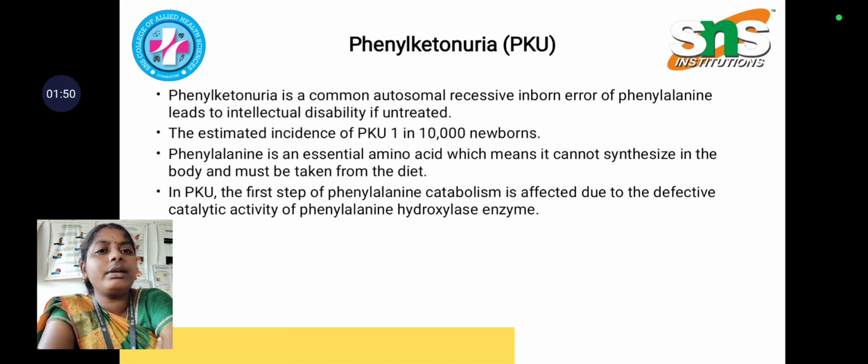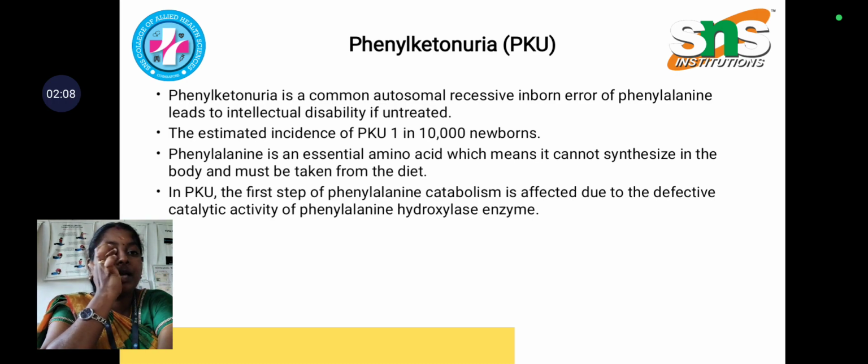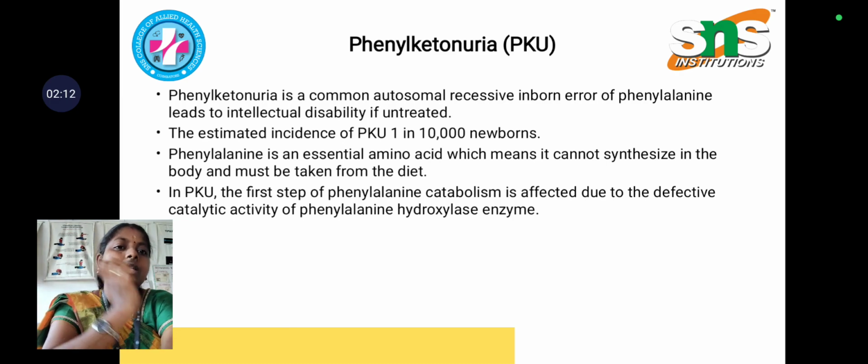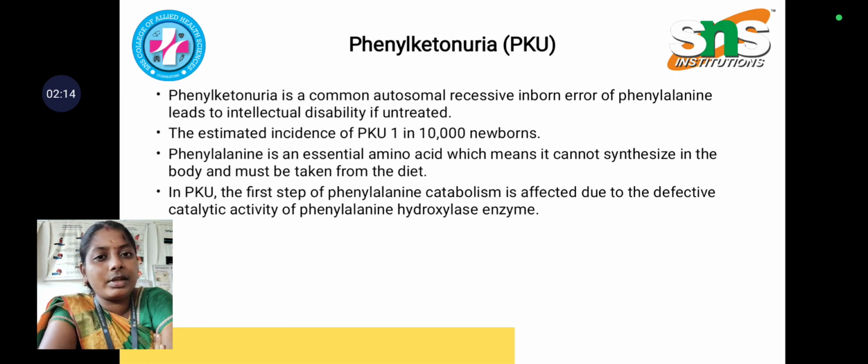It is the common autosomal recessive inborn error of phenylalanine metabolism, which leads to intellectual disability if untreated. The estimated incidence of phenylketonuria is 1 in 10,000 newborns. Phenylalanine is an essential amino acid, so it cannot be synthesized in our body and should be taken from outside sources, from food or in the diet.